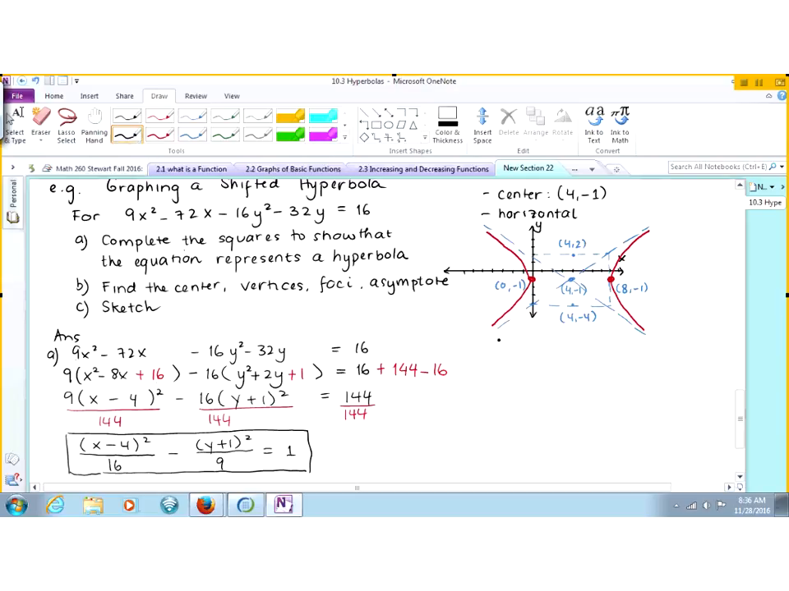So now, can you tell me what the vertices are? Horizontal hyperbola. What about the transverse axis? Is it a vertical transverse axis or a horizontal transverse axis? Horizontal transverse axis. So it's called the transverse axis. There is no major axis or minor axis. With an ellipse, you have a major axis, the longer one, and a minor axis. But for this one, they have one axis.